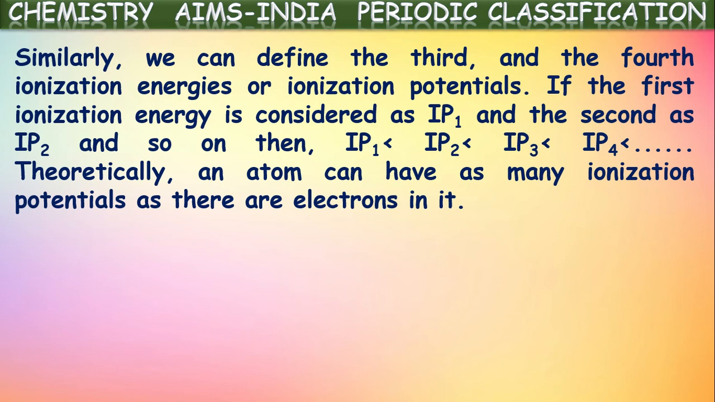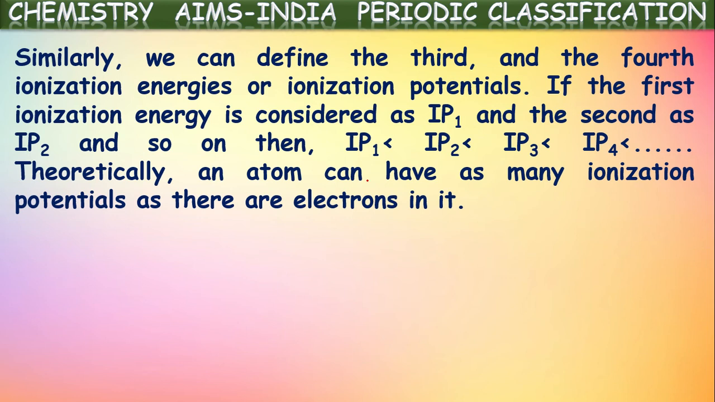If the first ionization energy is considered as IP1, the second as IP2, the third as IP3 and so on, then for any atom, IP1 will always be less than IP2, which is less than IP3 and so on. That means the energy required to remove the first electron from an atom will always be lower than the energy required to remove the second electron from the unipositive ion, and that will be less than the next one. In that way they are related.